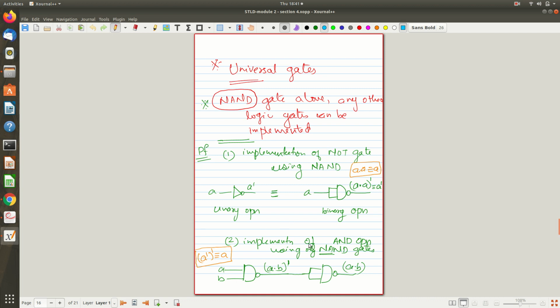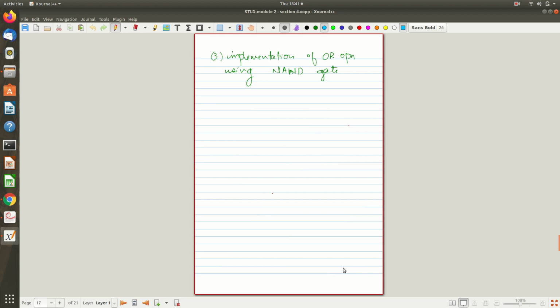So that is fine. Similarly, the implementation of the AND gate using the NAND gate we saw, right, because a single NAND gate is going to give you the negation of the AND gate. So you can use one more inverter further. That inverter is nothing but another NAND gate. So two NAND gates connected in series like this can implement an AND gate. So that we have also seen.